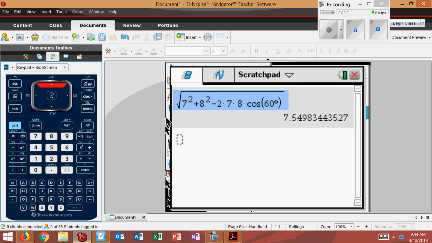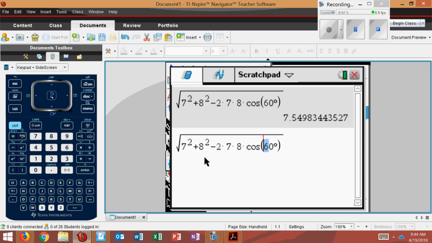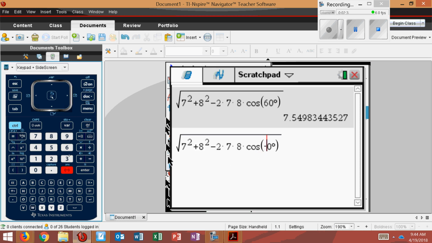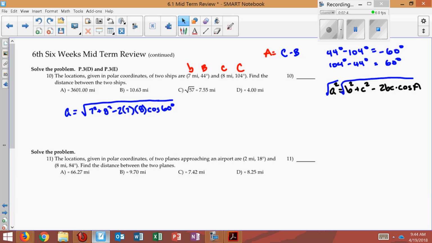And just to prove it to you, what if we would have had that negative 60 like we did originally? Wouldn't my answer be any different if I had a negative 60? If I type in negative 60 and press enter, notice my answer is the same. So it doesn't matter which way you subtract angles. That's what we get. So our distance is 7.549, and this is in miles.